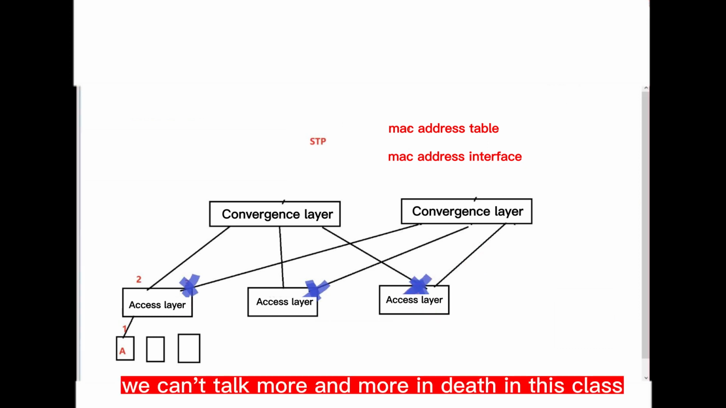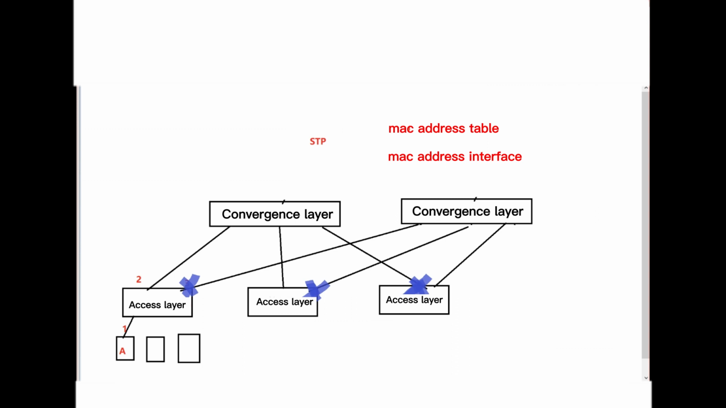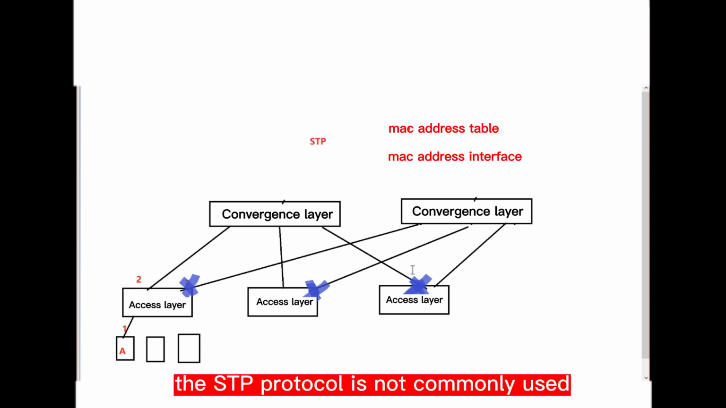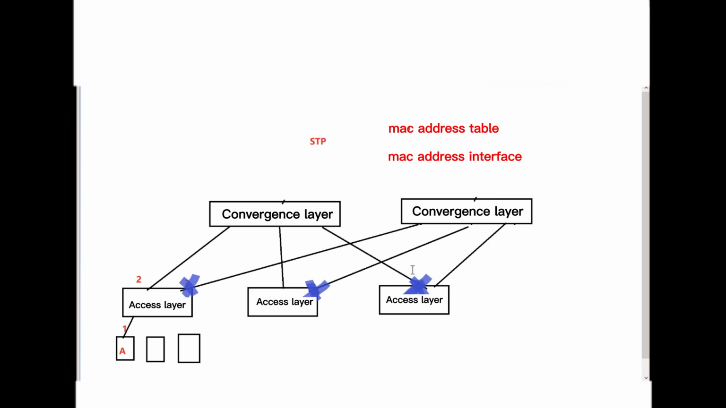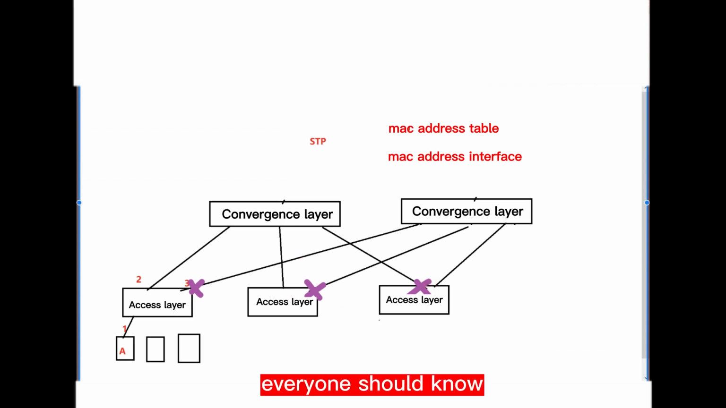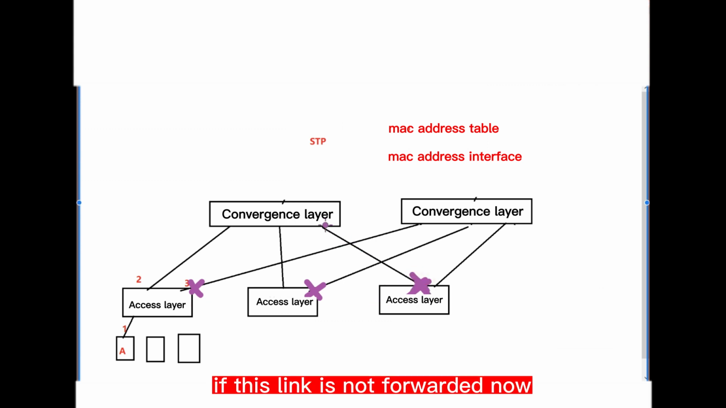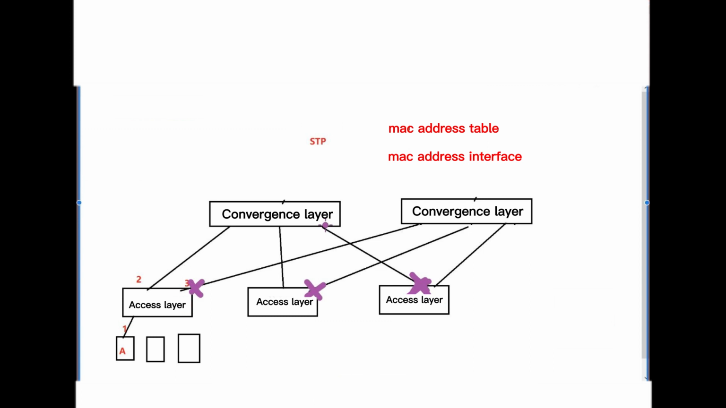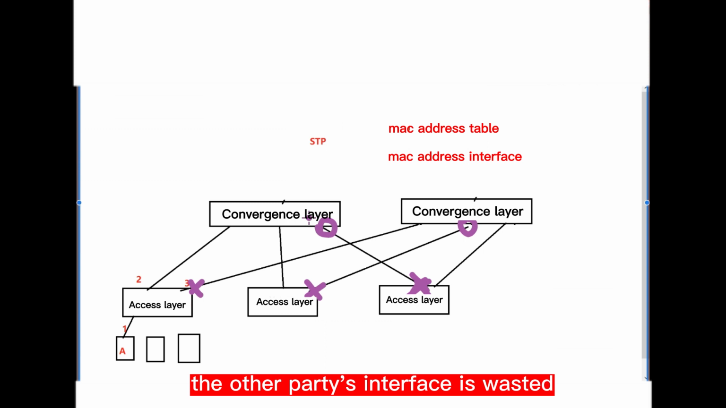We can't go more and more in depth in this class. The STP protocol is not commonly used now. It's not bad, but it actually has to block some interfaces. Everyone should know this interface is very expensive. Modules actually have overhead. You will find that if this link is not forwarding now, in fact the other party's interface is wasted.